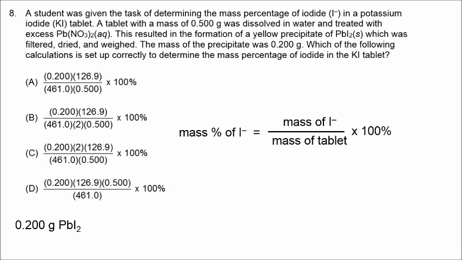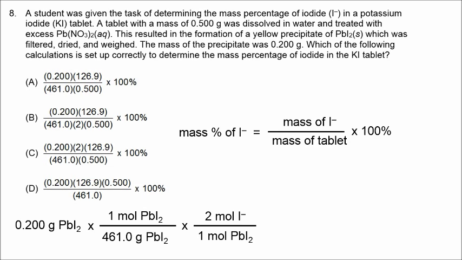Let's first convert from grams to moles, and the periodic table can tell us that PbI2 has a molar mass of 461. Then we have to convert from moles of lead iodide to just moles of iodide, and there's a 2-to-1 ratio based on that calculation. And then finally, to go back to grams of iodide, the periodic table tells us that the molar mass of iodine is 126.9. Now let's look at the 4 choices and see which ones we can eliminate.